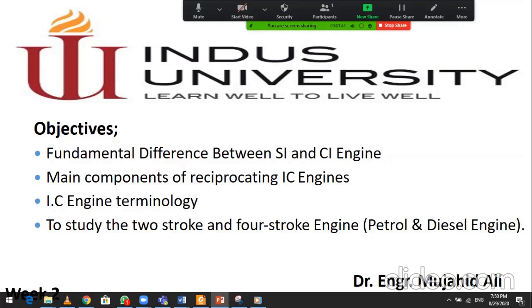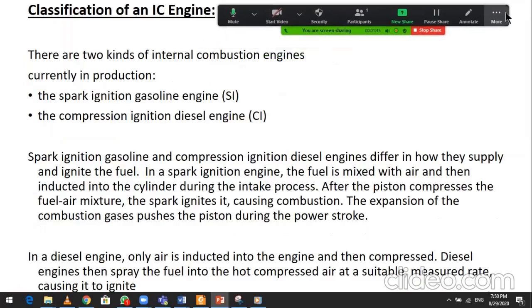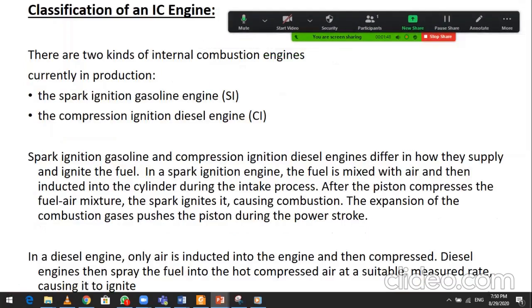Okay. So if you want to discuss classification, we already know the classification. This is a part of the classification of IC engine. Before we start learning about the engine, first I would like to share a video about the engine. What is an engine? This is a revision of your week 1.